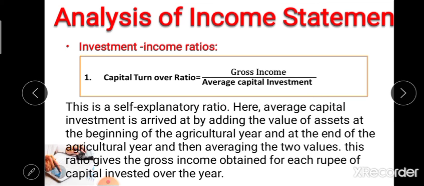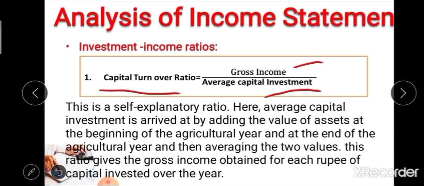There are 2 ratios which are included in investment income ratios. The first one is capital turnover ratio. The formula for capital turnover ratio is equal to gross income divided by average capital investment. So this capital turnover ratio is also called a self-explanatory ratio.